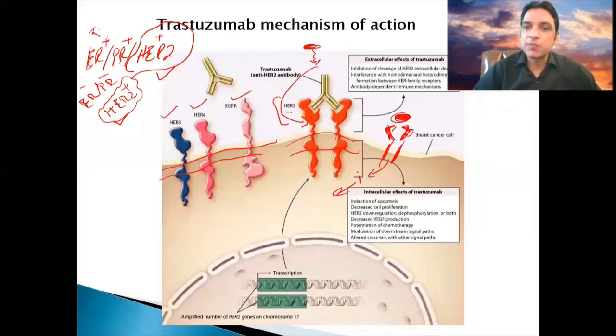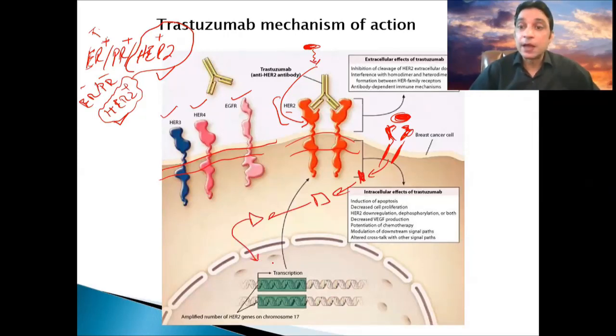As I told you earlier, it will activate somebody. This will activate another one. This will activate something else, and that enters into the nucleus. What will happen? It will bind with the target genes and activate the genes, produce messenger RNA, produce proteins, and start doing the function. And what will be the function? The cell will go for cell proliferation.